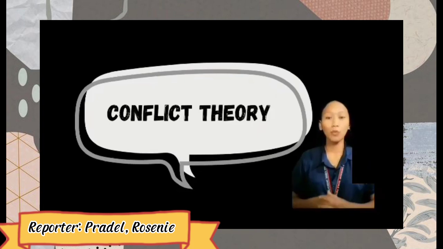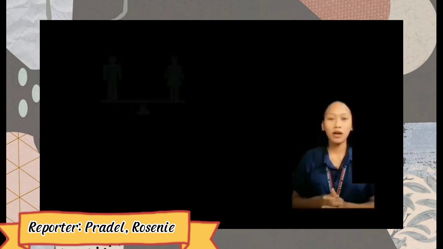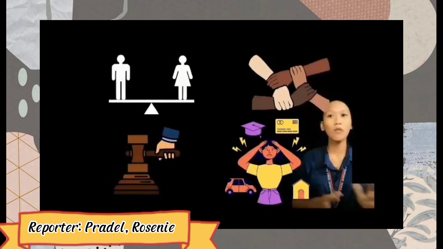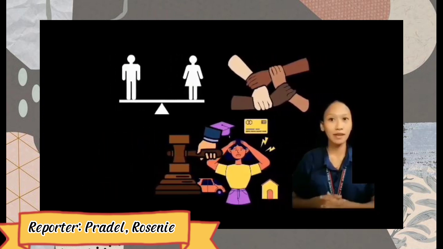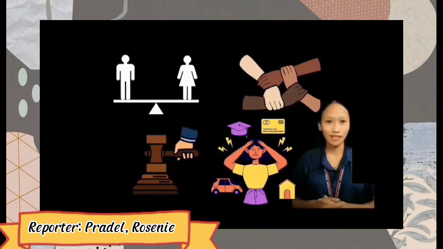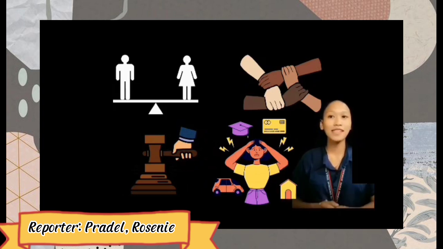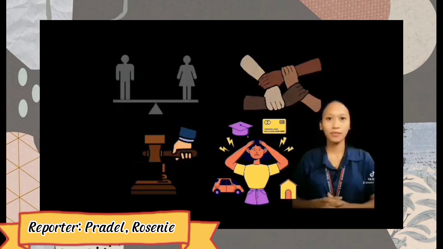To fully understand what conflict theory is about, I will give you some examples. The first example is inequalities in the public education system, in which students have unequal opportunities for success. The second is pay inequalities between genders and races. And the third is inequalities in the criminal justice system.